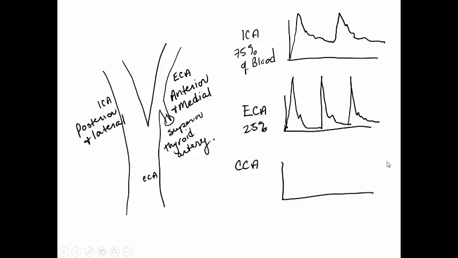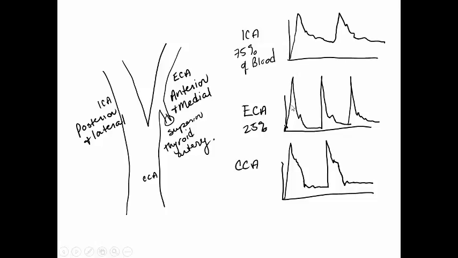Now the CCA is a combination of both a high and low resistive arterial bed, remembering 75% of the blood flow is heading towards the ICA. So it actually resembles both of these waveforms. If you note here, it has a sharp systolic upswing, and it has a broader systolic peak. So it's not as broad as the ICA, but it is a lot more broad than the ECA.